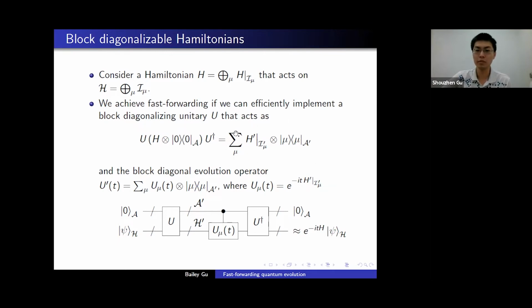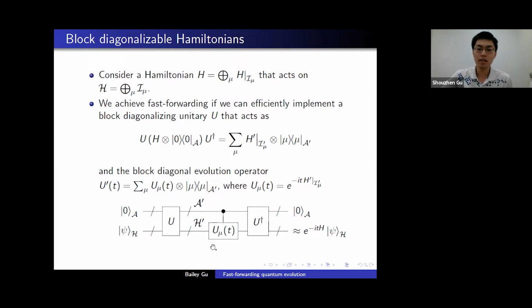Then within the block diagonal basis, we want to implement the time evolution operator of each block. So that's going to be U prime of t, which is just the sum over all the block labels of the U mu of t, which is e to the minus i t H prime, the new Hamiltonian, restricted to that block. So this is the circuit that we use. First we apply U, then we apply the evolution operator in the diagonal basis, and then we undo the U. And we can fast forward if all of these components can be implemented efficiently. So for example, U is polynomial in n, and the U mu of t is also, let's say, scaling logarithmically with t.